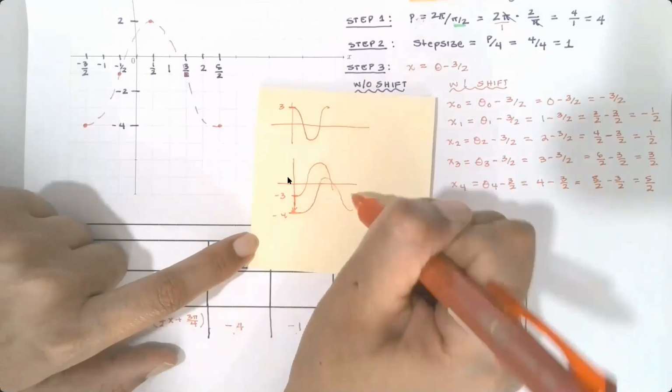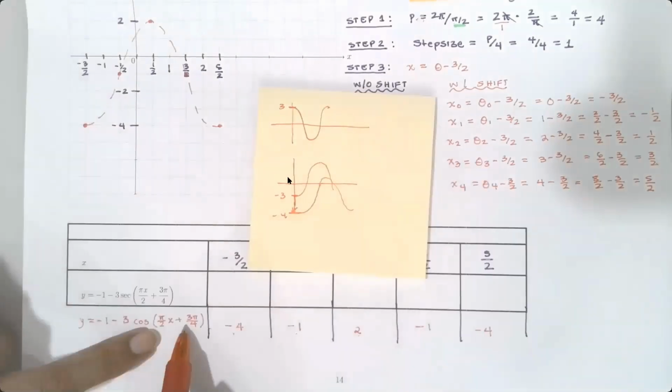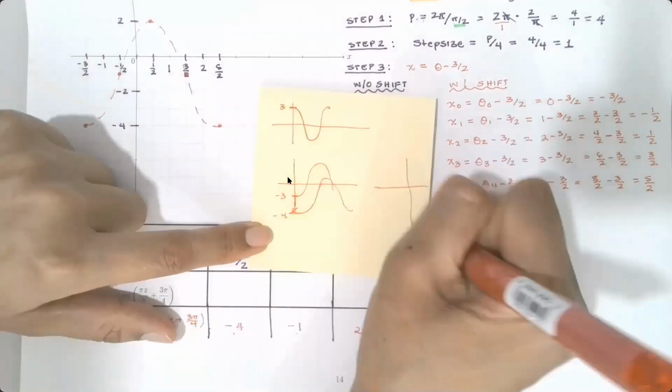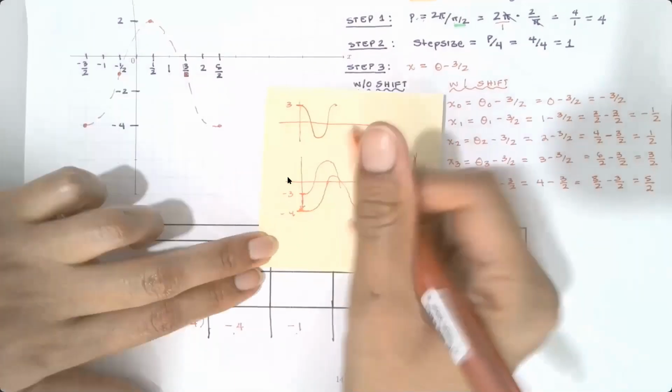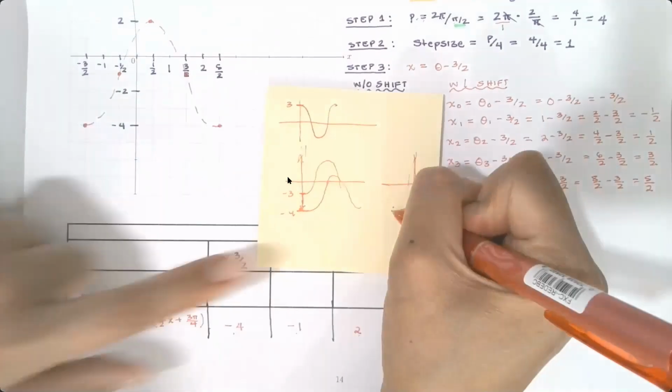Something like that. And it has been shifted. It has a phase shift. Because we have plus some number, that means it's actually going to be shifted to the left. So we're going to end up with something that starts behind the y-axis, precisely what we see here, something like that.